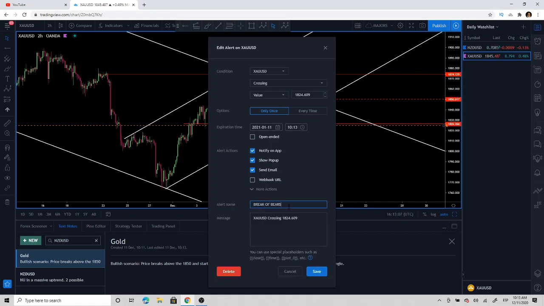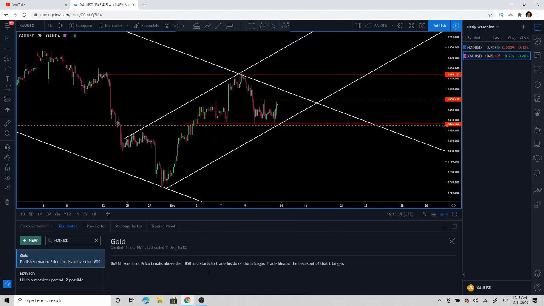Break of bearish structure. And I know it's a little tiring or whatever, but this is absolutely necessary if you want to succeed. What was it? So we are break of the bearish structure, trade the retest, right? Now, the bearish scenario for gold.